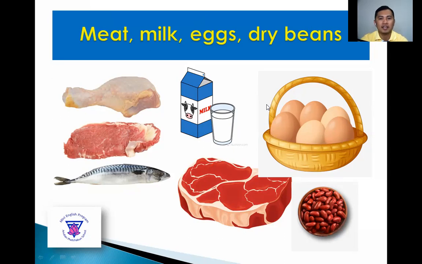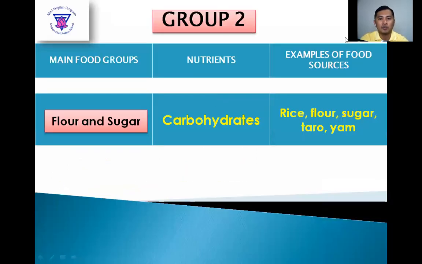Let's just hang on one second. Next we have group 2. The main food groups are flour and sugar. What can we get from flour and sugar? The nutrient that we can get is carbohydrates. We can get carbohydrates from flour and sugar.